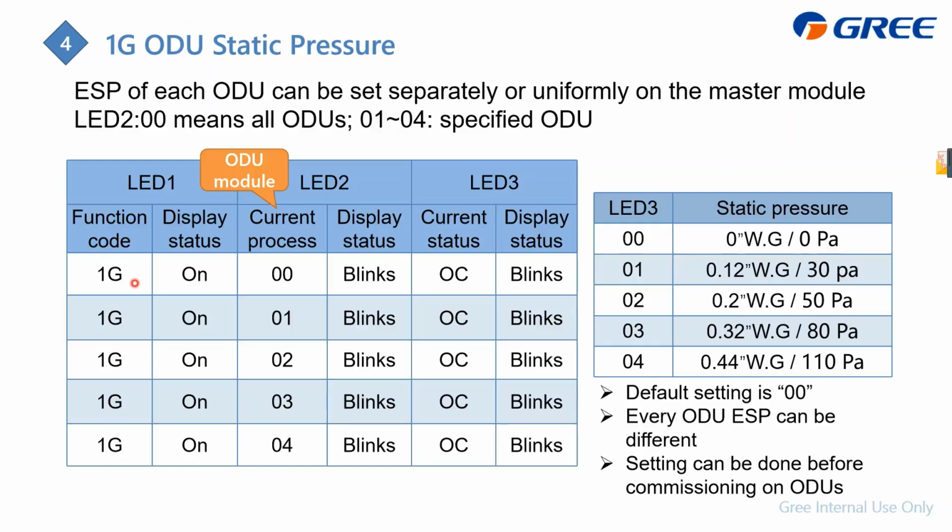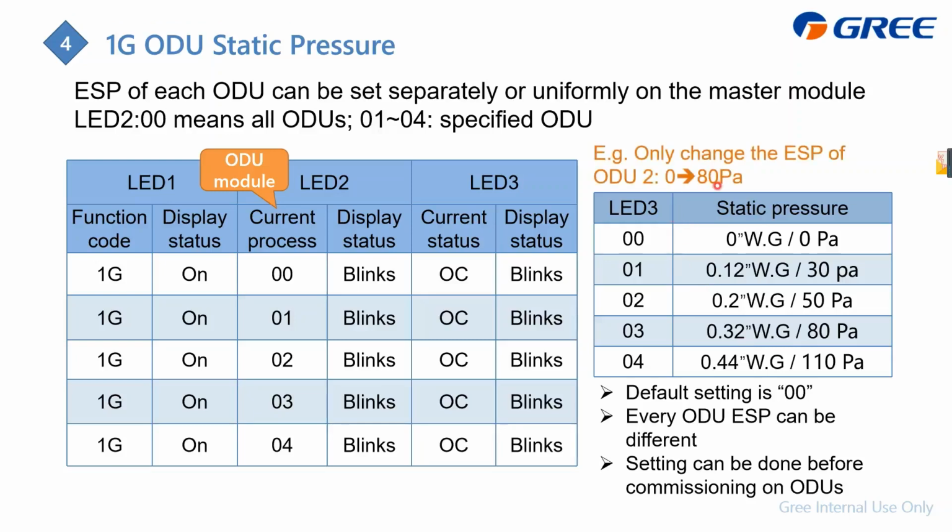And the function code is 1G. For GMV6 we have 5 modes to choose, from 00 to 04. 00 is the default setting, 0 Pa, and 01 is 30 Pa, and 02 is 50 Pa, and 03 is 80 Pa, and 04 is 110 Pa. And this is for the static pressure. And how to do the setting, we see here.